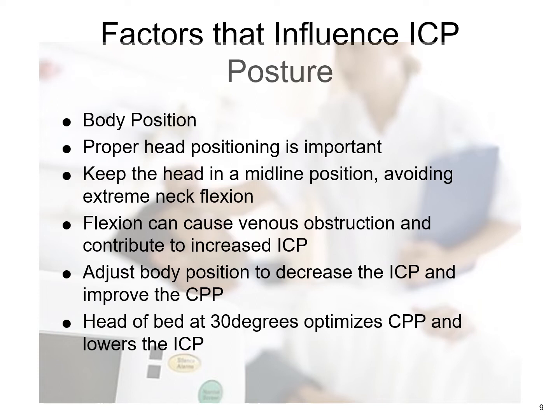Adjusting body position to decrease the intracranial pressure helps to improve the cerebral perfusion pressure. 30 degrees is that magical number for the neuro nurses. They know that keeping the head of the bed at 30 degrees will optimize cerebral perfusion pressure and lower the intracranial pressure.